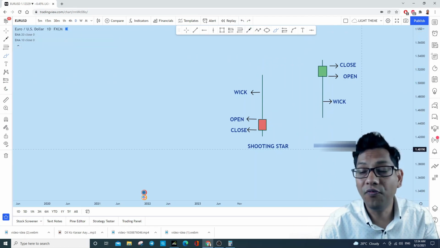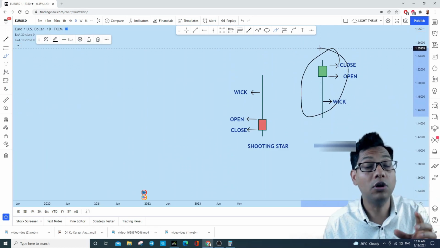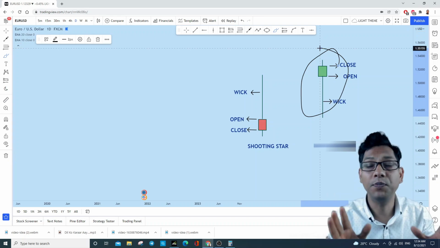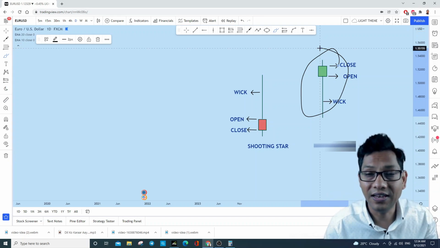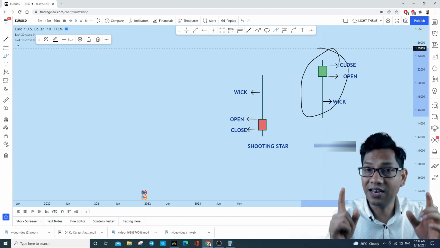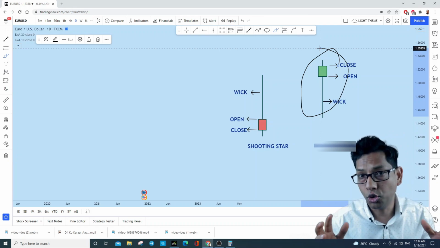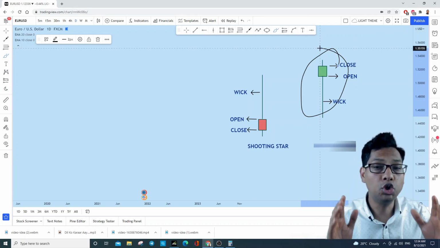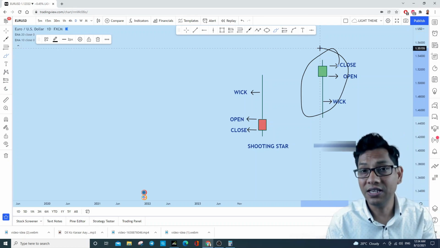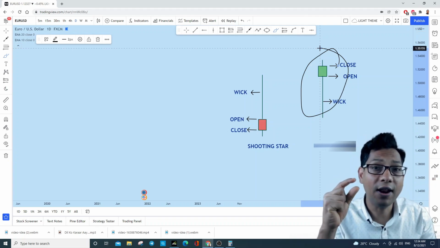Now if you find this candlestick in isolation, it doesn't mean anything. Do not make this mistake of trading only one candlestick in isolation. You must find this candlestick in a specific area that I'm going to show you now, and then I will show you how you can trade this, because in this kind of candlestick you have a very narrow gap.